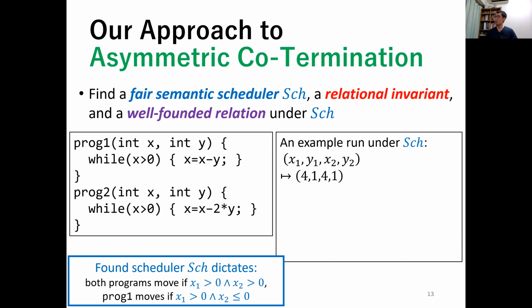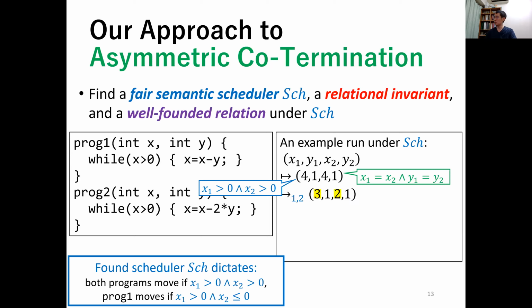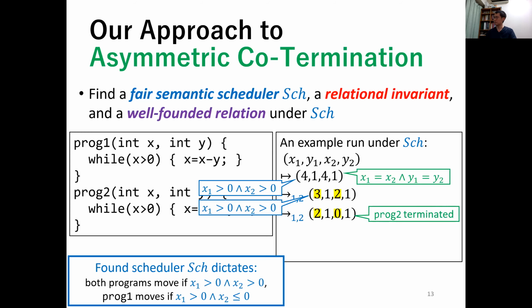So here is an example run of these two programs under the scheduler. Suppose we start with the value of x being 4 and the value of y being 1. Initially, the states of the two programs are this. Take one step. The values of x in both copies are positive, so both copies move, and the state becomes this. Again, the values of x in both copies are positive, and so both copies move, and the values change as follows.